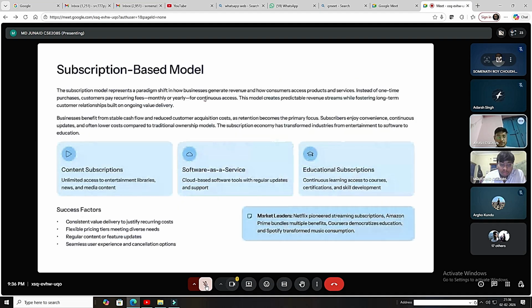Next slide. Now last, subscription-based model. The subscription-based model involves customers paying regular fees for continuous access to products or services. It provides business with stable revenue and helps build long-term customer relationships. Customers benefit from convenience, regular updates, and cost savings. This model is widely used in entertainment, software, and education. Examples of subscription-based model include Netflix, Amazon Prime, Spotify, and Coursera.